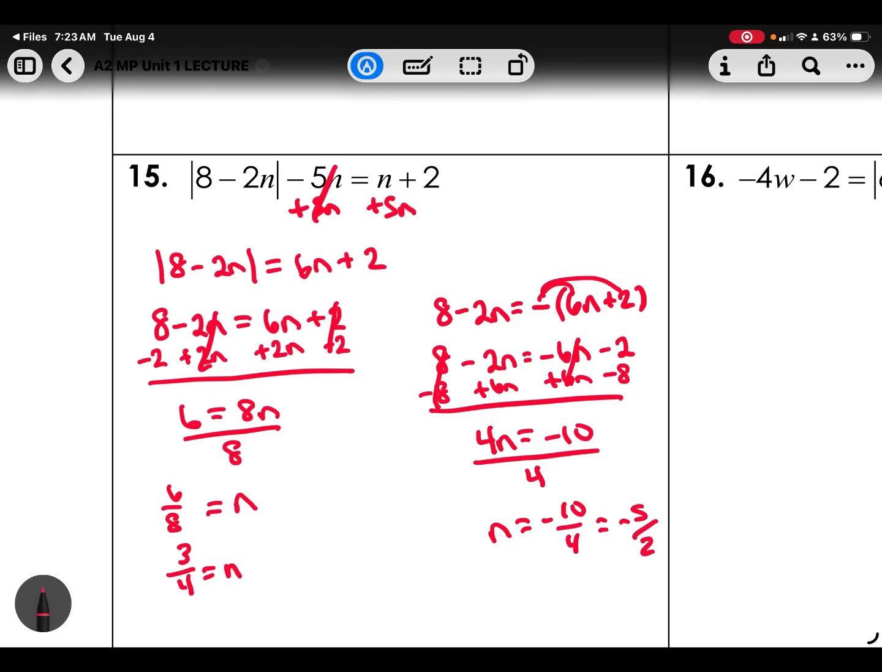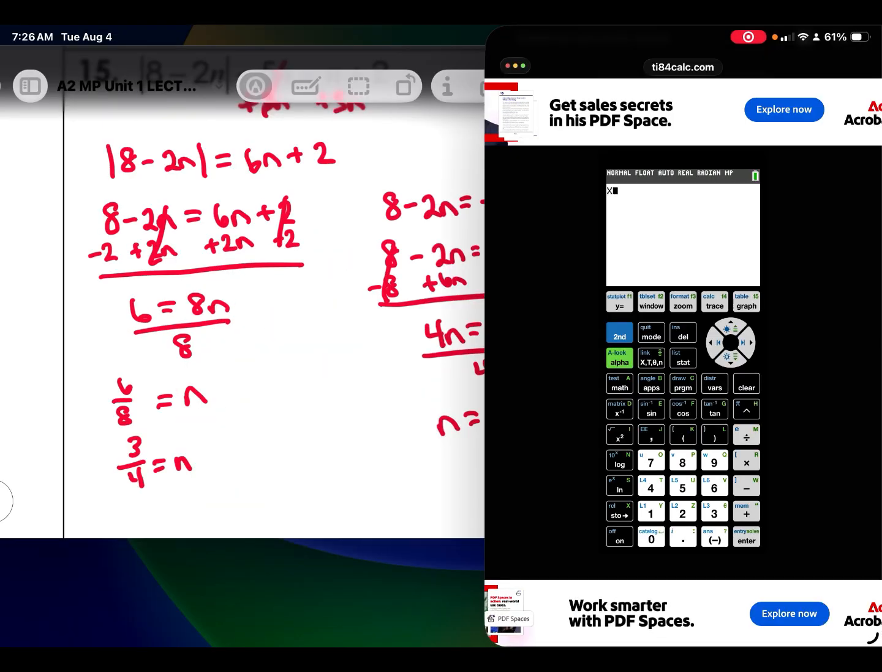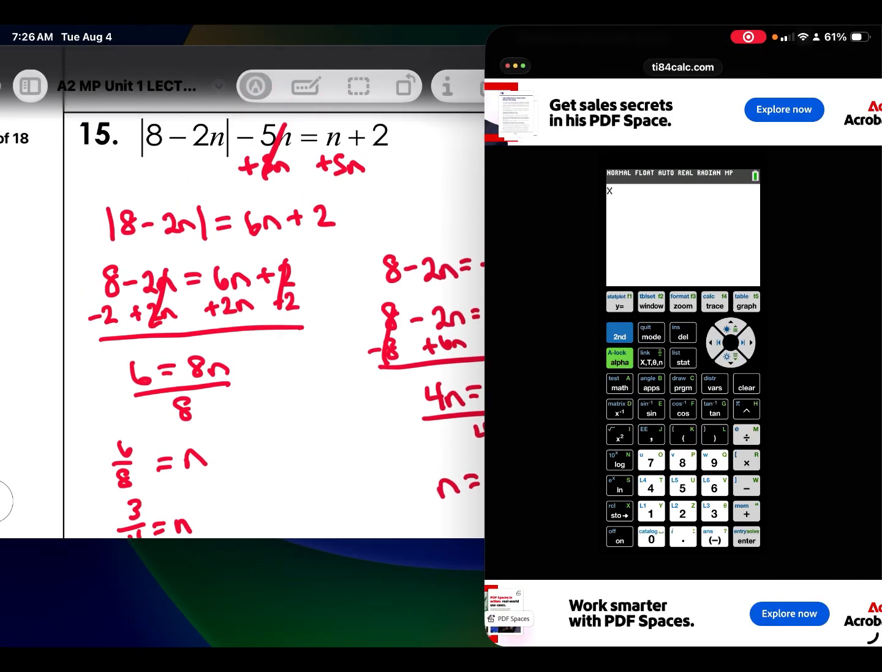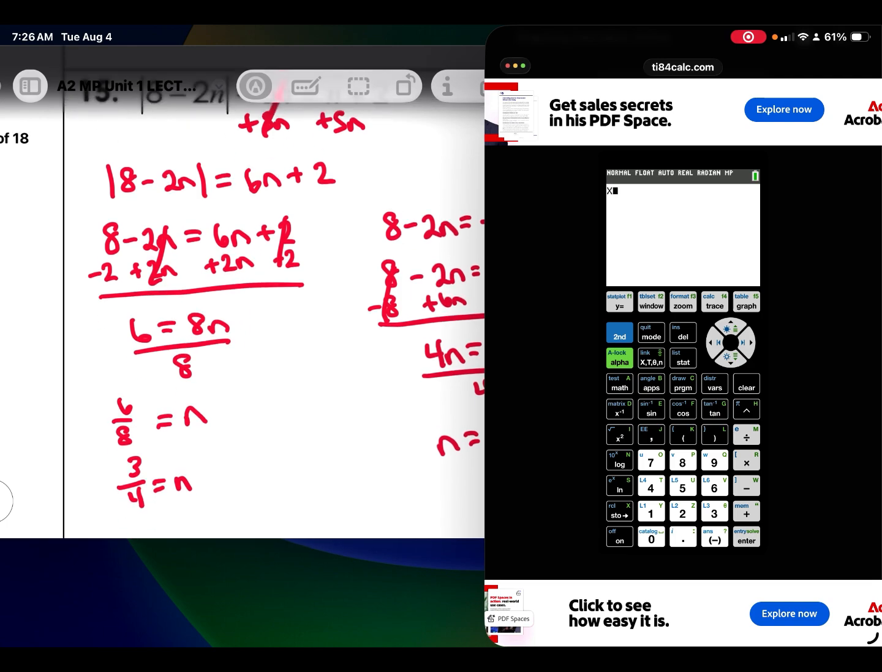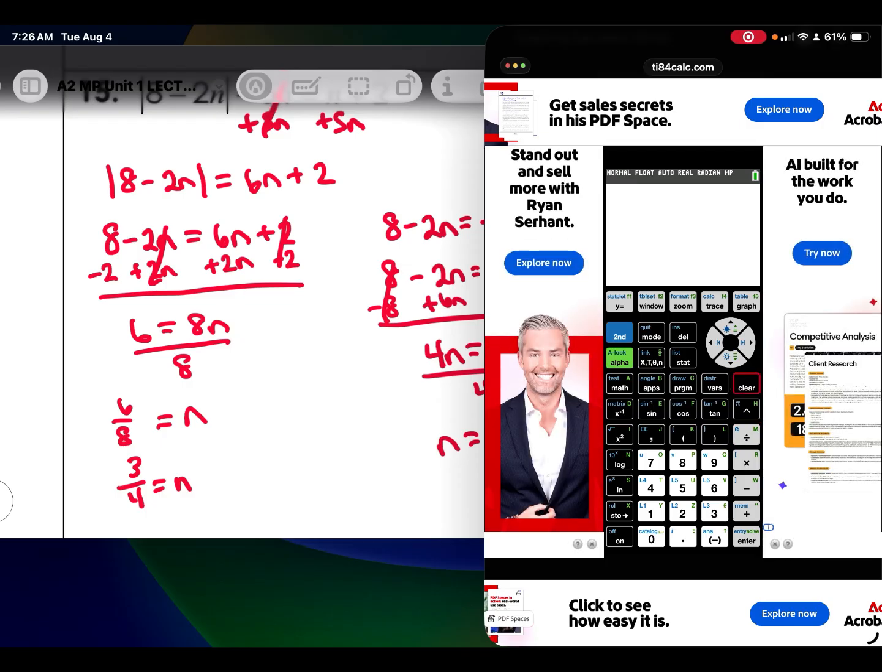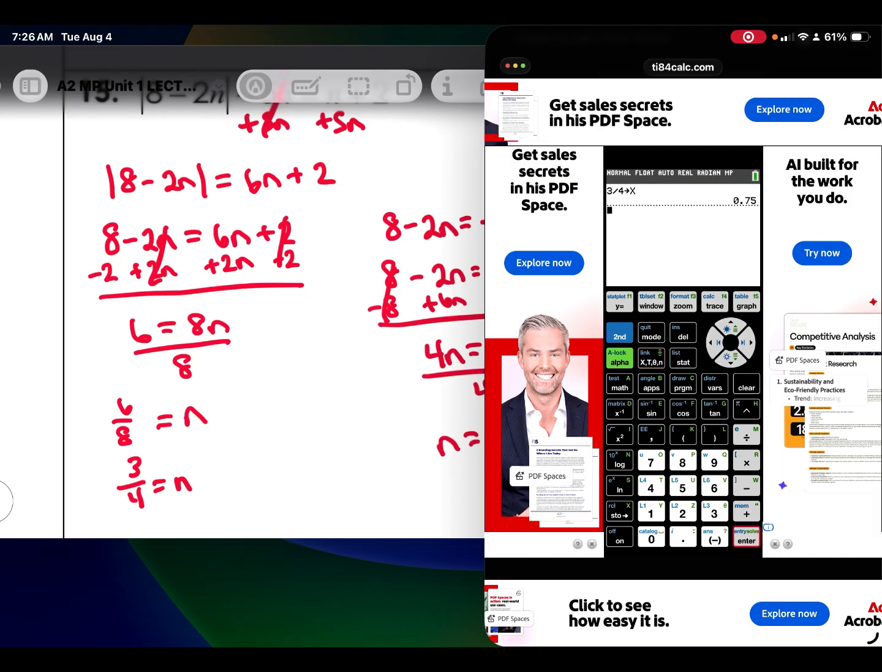Okay, so I need to test these and see if they work. So I'm going to maybe use a calculator on this one. So now I'm going to put my solutions into my original equation. So I think the easiest way to do this is to use the store feature. So I'm going to start with my first one, which is 3/4. I'm going to do 3 divided by 4, and I'm going to store that as my x. So now every time I push x, it's going to put that in.